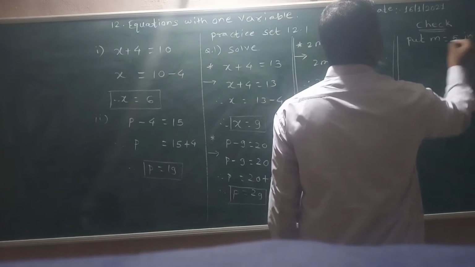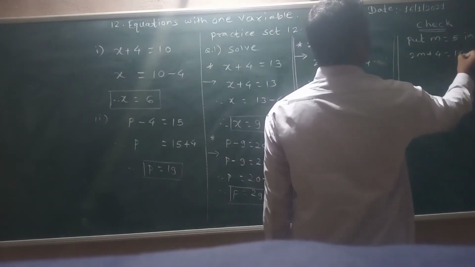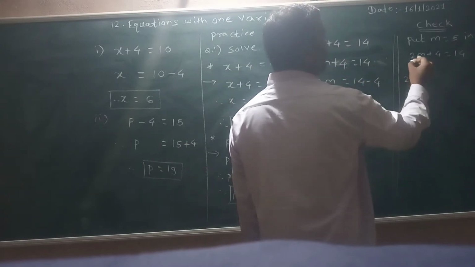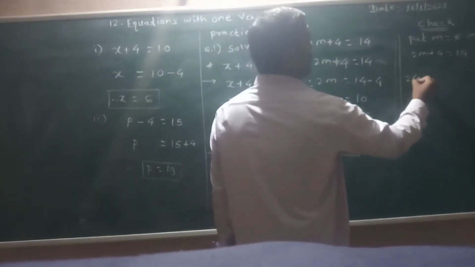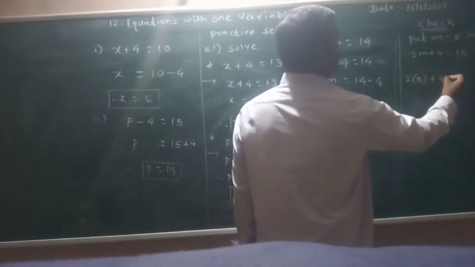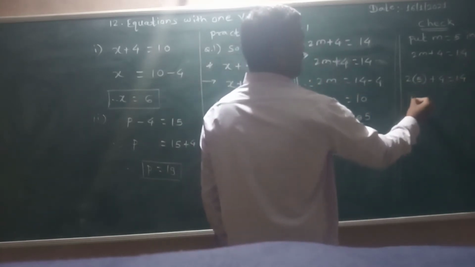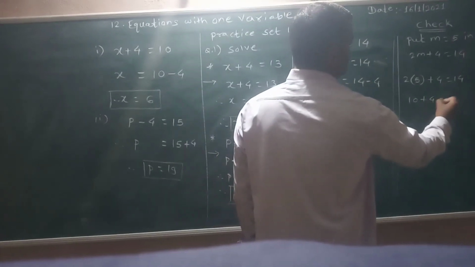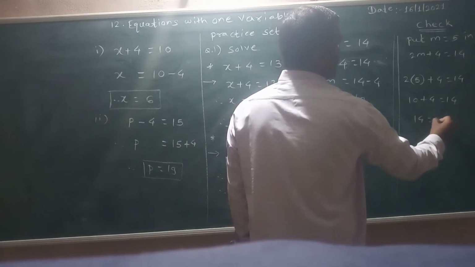In 2m plus 4 is equal to 14, here the multiplication sign is there, that means we can write 2 into bracket 5 plus 4 is equal to 14. 2 5s are 10 plus 4 is equal to 14. 10 plus 4, 14 is equal to 14.